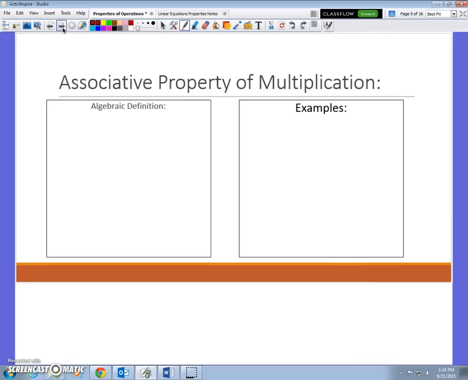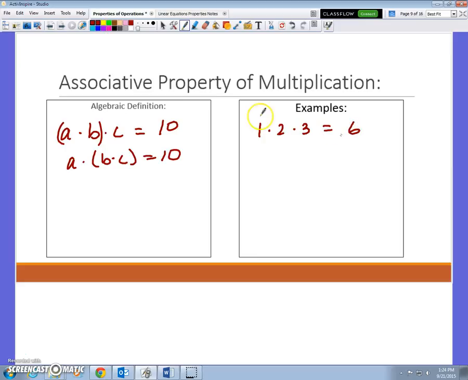Just moves the parentheses. Multiplication is the same way. A times B times C equals whatever. It doesn't matter. 10. I could do A times B times C equals 10, or I could do A times B times C equals 10. It'll have the same outcome. All right. So what I'm going to do is I'm going to do a little example for you here. 1 times 2 times 3. That should equal 6 with the parentheses there. It should also equal 6 with the parentheses there. All right. And same idea.